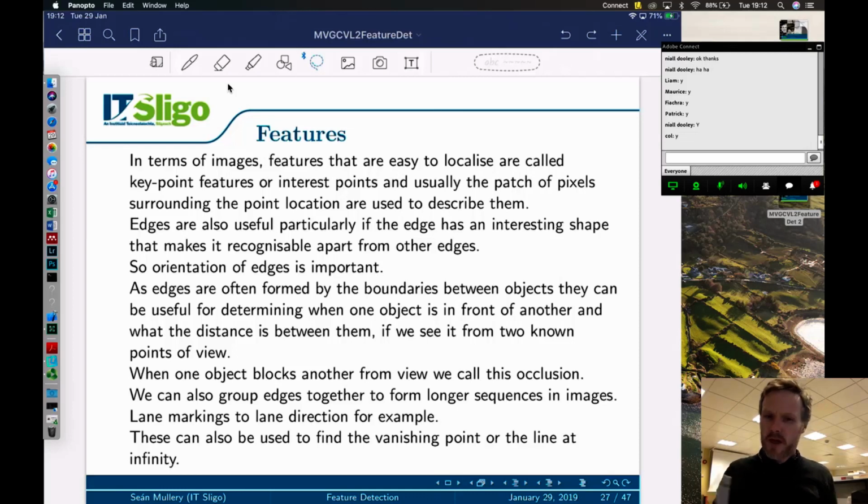We can also group edges together to form a longer sequence in images, such as lane markings. Let's say we're in a car, taking a video of the road in front of us, we can pick up lane markings. And if we can pick up a combination of them, we can tell maybe what direction the lane is going in. That might be useful to us if we want to keep within the same lane and see that we're not wandering out of it. These can also be useful to find the vanishing point or the line at infinity, which are also useful ideas for figuring out where we're positioned in a perspective image.